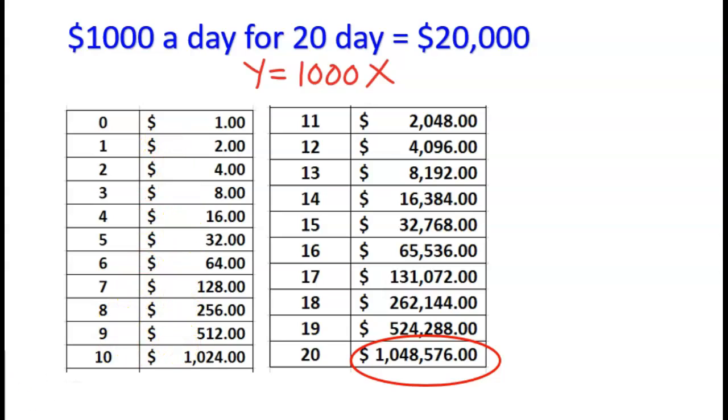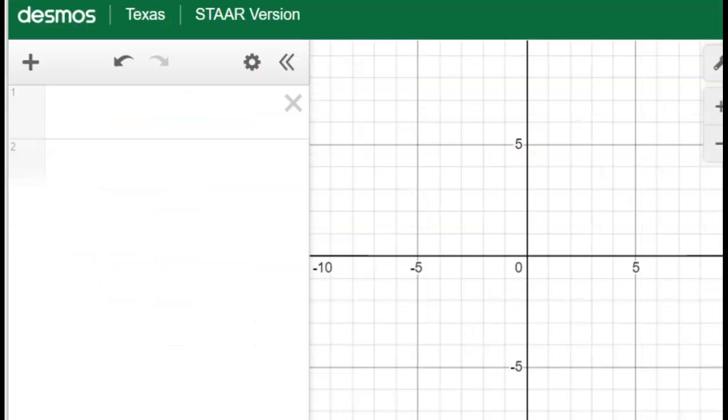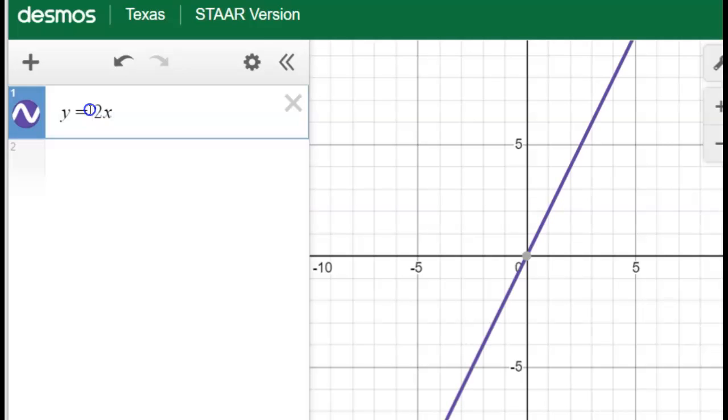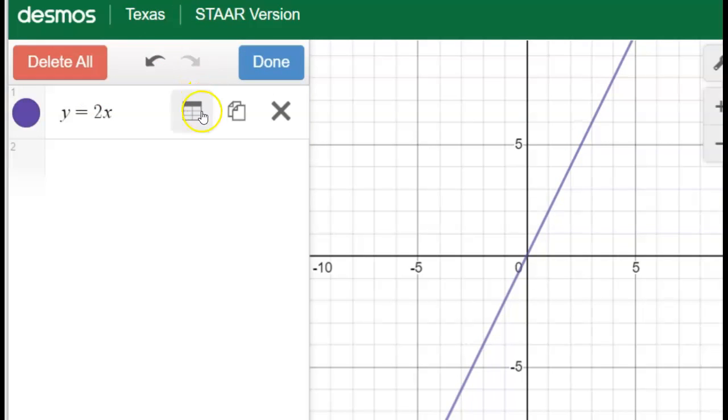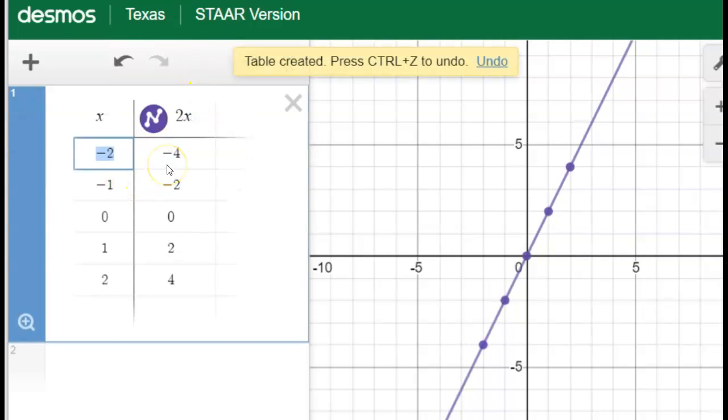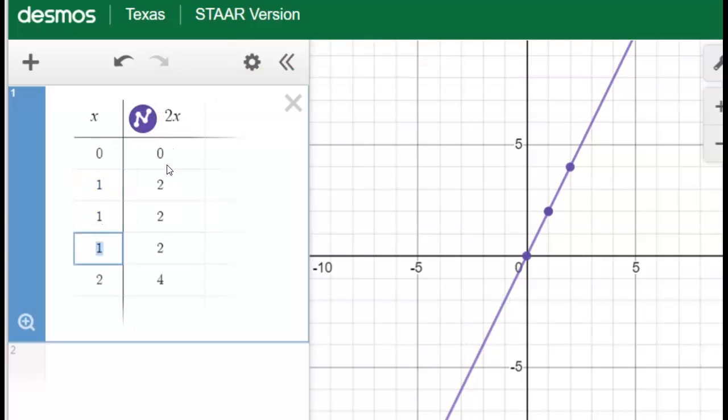It's doubling. Does that mean that the equation would be 2x? Well, let me show you how to get Desmos to help you figure that out. So on Desmos, y equals 2x. And then I'm going to hit this little gear right here and a table. And I want my table to start with 0. I don't want negative numbers right now.